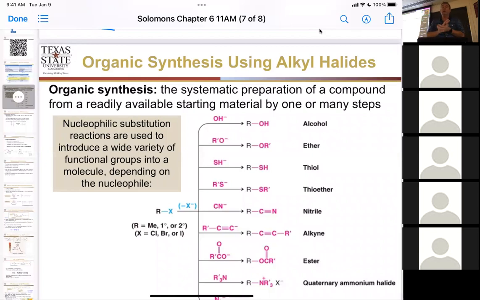Okay, so let's remember what we were doing. We started out with SN1 and SN2. These two reactions can make all these different functional groups depending on what your nucleophile is. Okay, now those are substitution reactions. We're going to talk about a different reaction today, and it's called an elimination reaction.